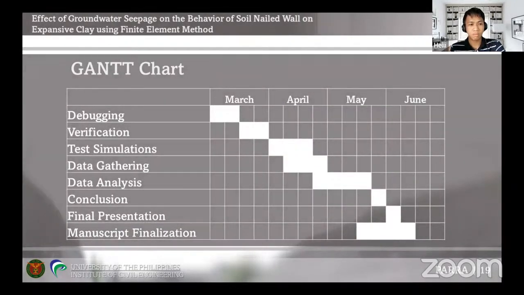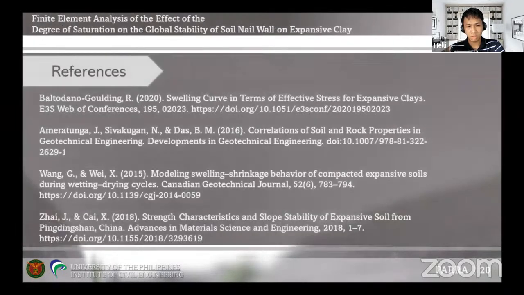And here's the Gantt chart. This chart is updated with the addition of the verification part, unlike the previous RPM. The verification is expected to be finished at the end of March so that test simulations can be started this April. And for this reading break, simulations, data gathering, and analysis are expected to be done.